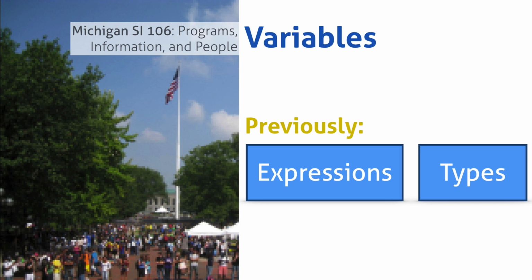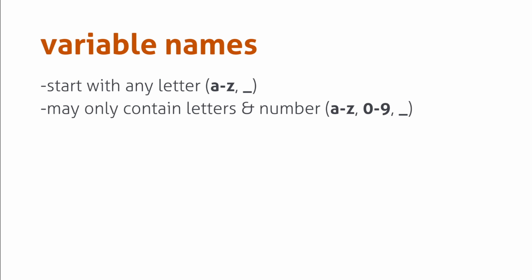Variables allow us to name Python objects and reference them later. Python variable names can start out with any letter A through Z including capitals, and then after that it can contain letters and numbers. Python treats underscores like letters so they can be anywhere in a variable name. So here are some example variable names and whether they're valid or invalid.